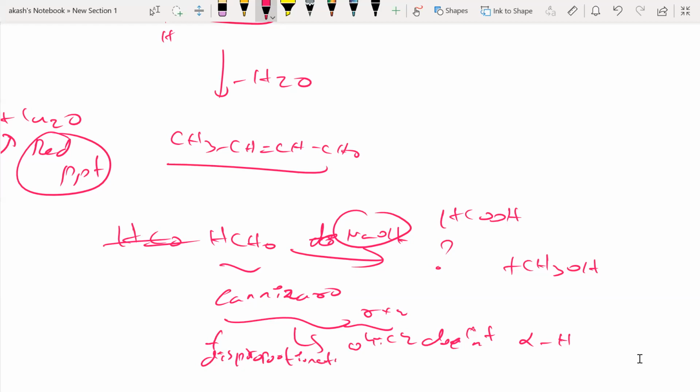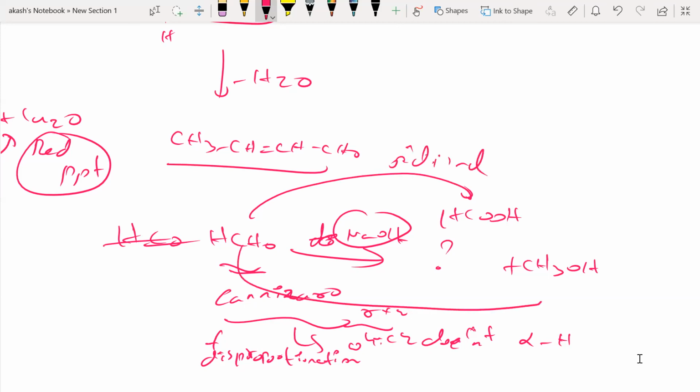Disproportionation. What is disproportionation? One compound will be there. That compound will get oxidized. The same compound will undergo reduction also. Oxidation, reduction, same compound. So HCHO is oxidized to acid, HCHO is reduced to alcohol. Right? Same thing is going to happen in the same compound. This is nothing but Cannizzaro reaction, and the products are 2 products, HCOOH and CH3OH. Cannizzaro. Okay, fine. Next question we will do.